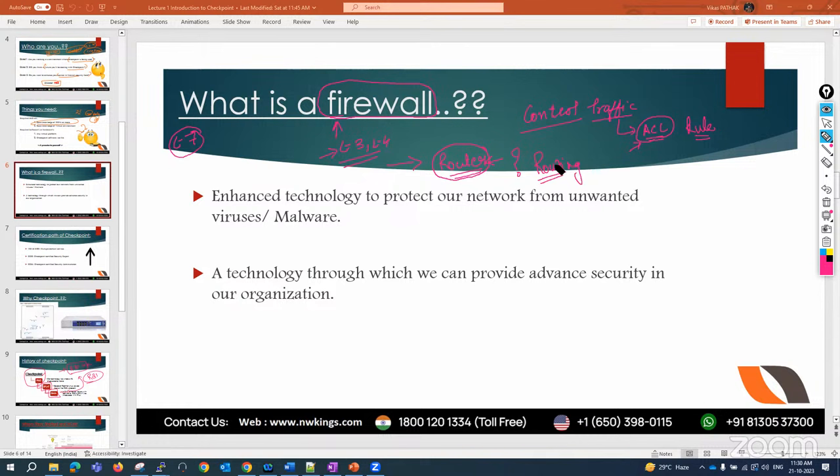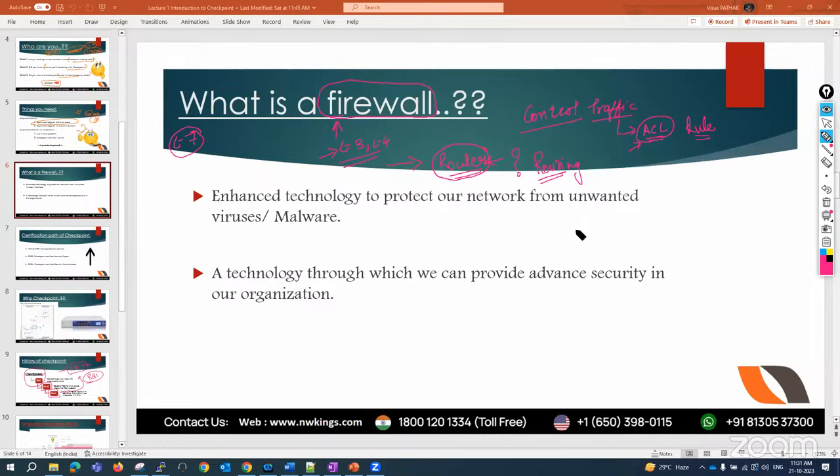Understood? What is the basic fundamental of a router? For which particular purpose has this router been designed? It is designed to do the routing. It's not designed to do the filtration of traffic, although it has an additional capability of filtering traffic, but that's not its core fundamental.